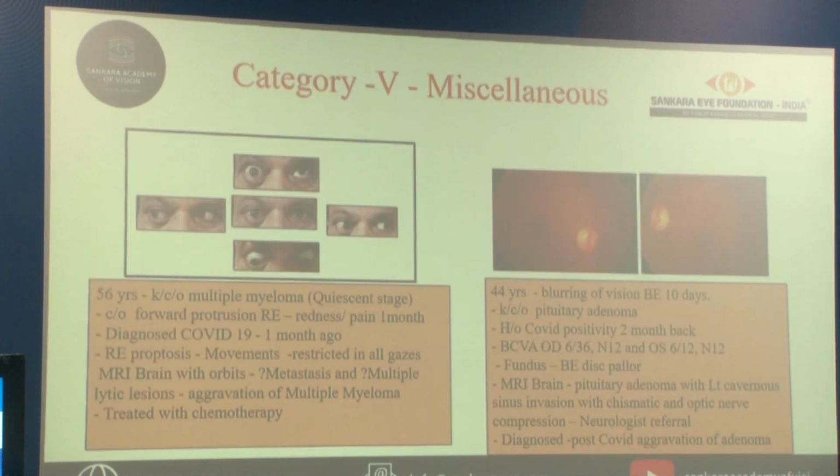Category 5 is a miscellaneous condition. Here, a 56-year-old male, a known patient of multiple myeloma in a quiescent stage for the past 5 years, presented with a sudden onset of forward protrusion of the right eye with limitation of movements following a COVID infection 1 month back. He was sent to the neurologist and diagnosed with aggravation of the multiple myeloma. He was again treated with chemotherapy.